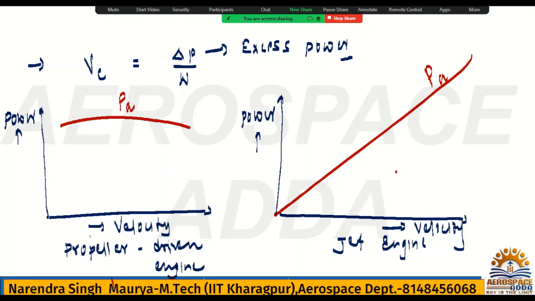But power required is not an internal parameter, it's external. If the size of the aircraft is more, drag will be more, then required power will be more. If the size of the aircraft is small, required power will be less. So required power is the external parameter, and available power is the internal parameter. Hope you understood. So required power does not depend on the type of engine. Okay, so that required power diagram will be like this, in both cases.